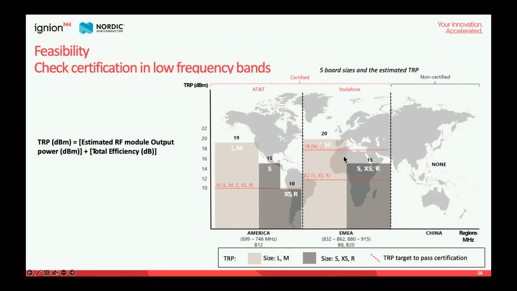And finally, for the Asian, for the China region, since there is no certification, this is not as critical, but always total efficiency plays a very important role in coverage and battery life. So always we need to ensure a minimum efficiency to guarantee the battery life and coverage. So next, please.